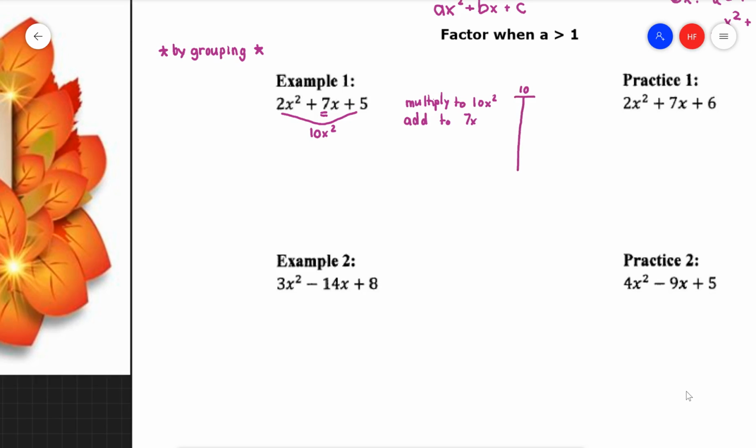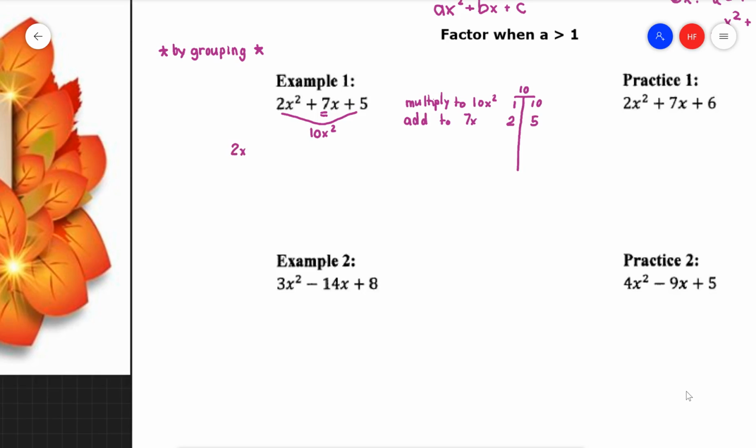So multiply to 10 but add to 7 looks like it would be, let's write out our factors of 10. So this is what you would do if you didn't know. You would find out what your factors of 10 are. So like 1 times 10 and then add across. 1 plus 10 is 11. So that's not going to add to 7. 2 and 5. 2 plus 5 gives me 7. Perfect. So we are going to use 2 and 5, which is what we had initially.